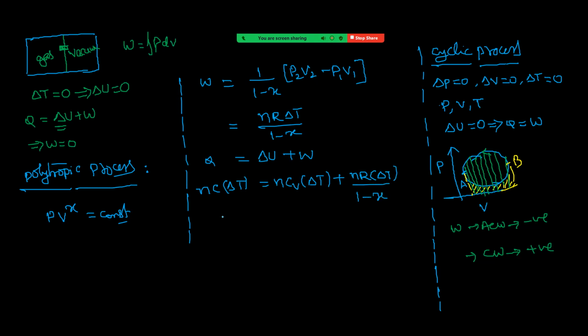Okay. Now simplify this. n delta T gets cancelled. So C equal to CV plus R by 1 minus x. So keep this result in mind. We use it frequently while solving problems. So for a polytropic process, C equal to CV plus R by 1 minus x. Okay. So in the next lecture, we can discuss problems based on all these processes.